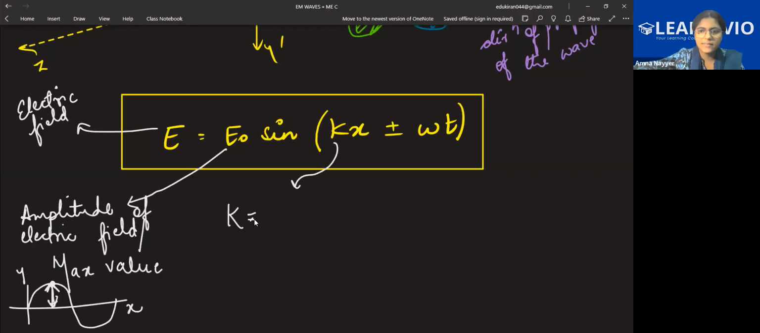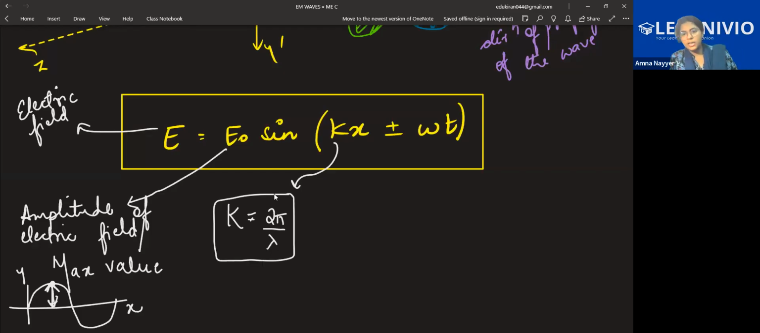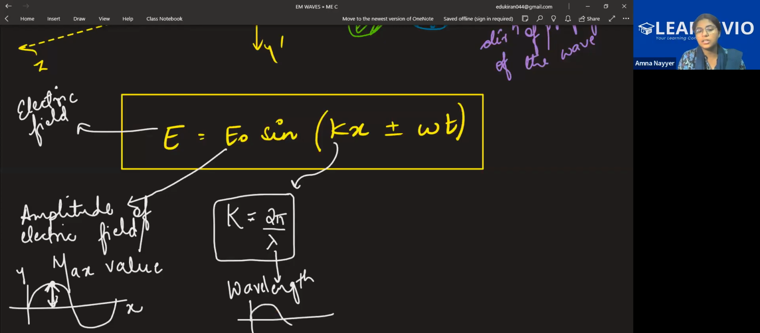Whose formula does anybody know? This was there in class 11. No one? In class 11th, you had this formula: 2 pi by lambda. Yes, Rishita, you're there? Yes, ma'am. k is equal to 2 pi by lambda. What is this lambda? This lambda is basically the wavelength. Wavelength means the length of one single wave before it begins repeating. After this, it will repeat, so only this part is the wavelength.